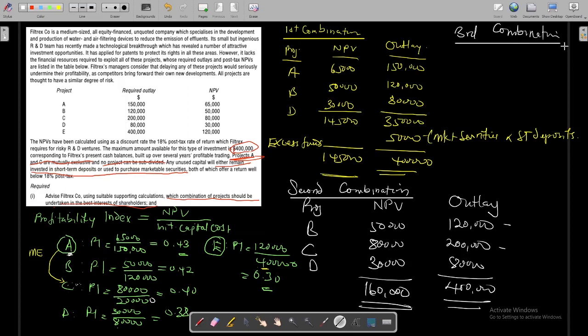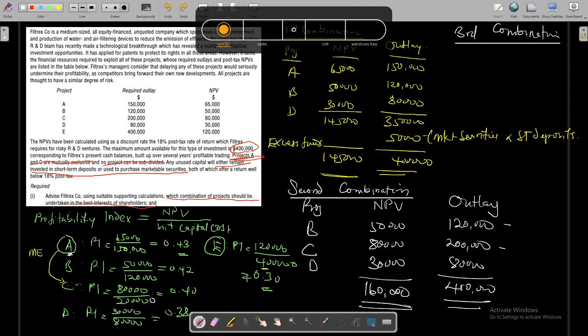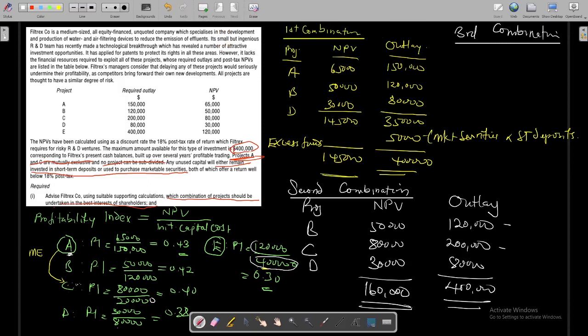Okay, now let's look at another combination, which is the third combination. Now we have looked at all the projects, but one project that we have not looked at is the project E, which requires initial outlay of 400,000, giving us a return of 120,000. Therefore, we want to look at that combination. So project E will give us NPV of 120,000 and requires an initial investment of 400,000. So it means that if we spend all the 400,000 on project E, it will give us 120,000.